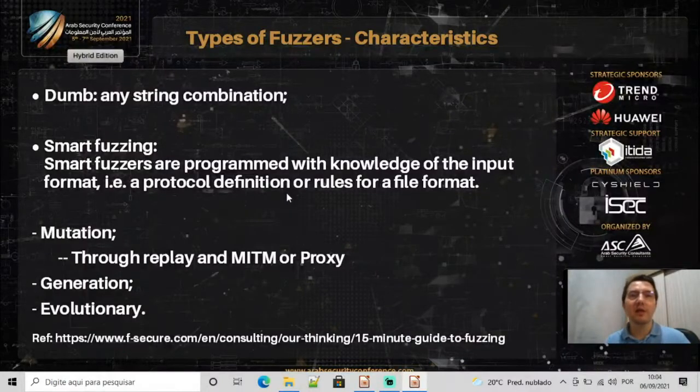Types of fuzzers. Characteristics: dumb and smart fuzzing. Dumb is any string combination. Smart fuzzers are programmed with knowledge of the input format, protocol definition, or rules for the file format. Smart fuzzers might be mutation, generation, or evolutionary. This is a complex subject, so I leave here a link for F-Secure websites with more information about smart fuzzing.